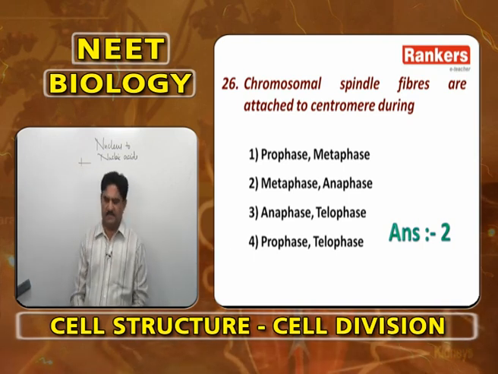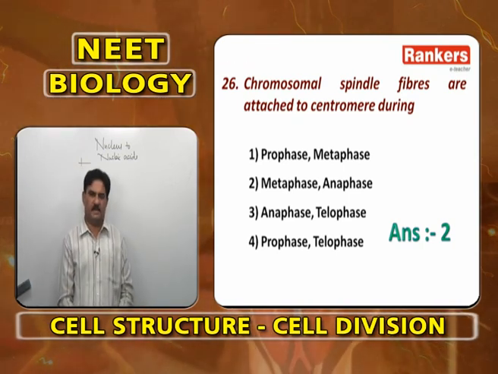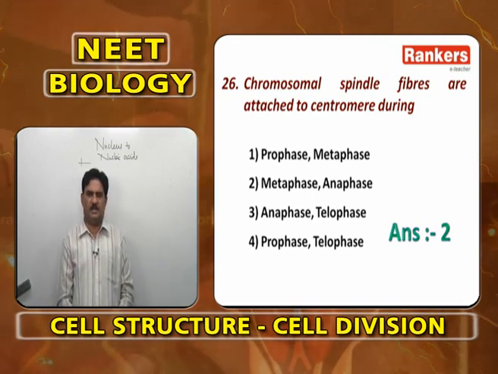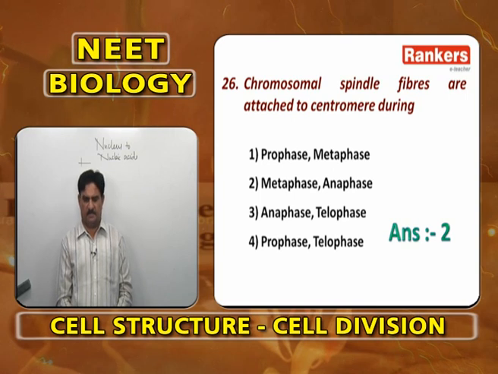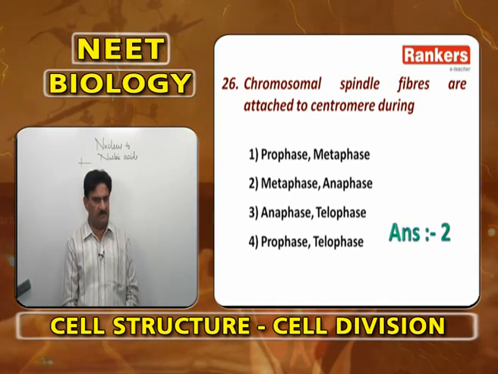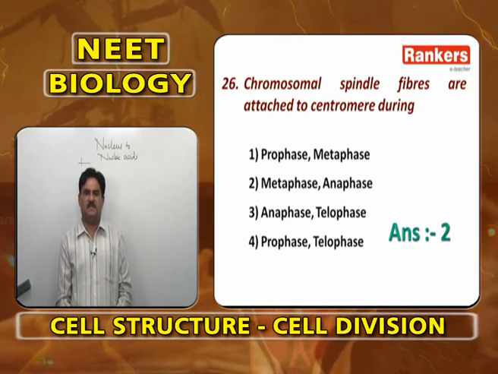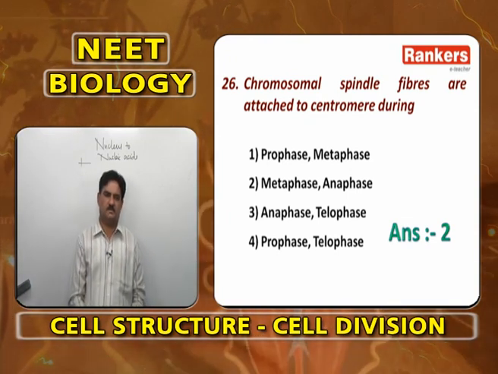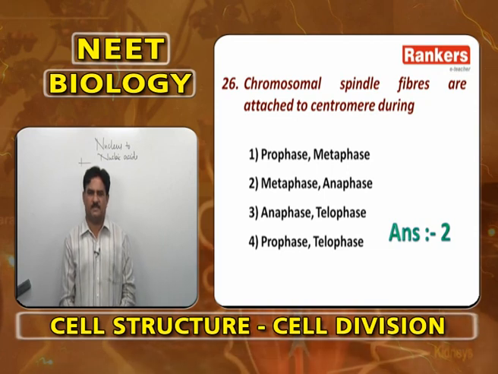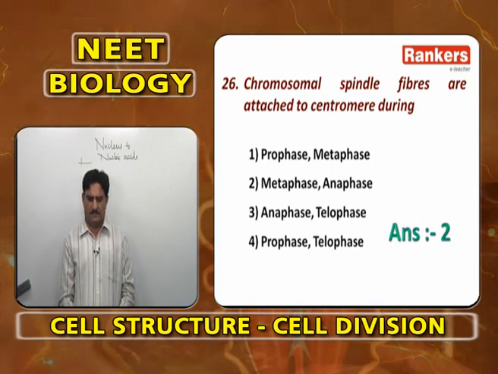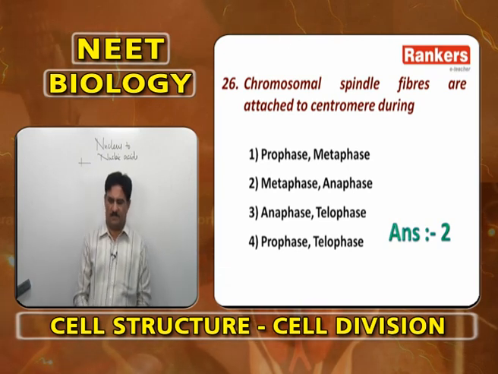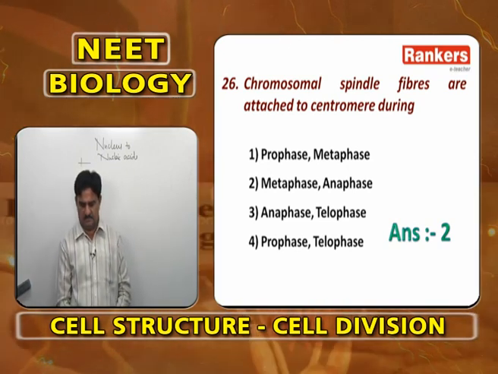Metaphase and anaphase. In metaphase, the importance is the special formation of spindle fibers and orientation of chromosomes at the center. So in metaphase, chromosomal spindle fibers are definitely formed. In anaphase, by the contraction of chromosomal spindle fibers only, the daughter chromosomes are formed and they are moved to their respective poles. So, metaphase and anaphase are the stages where chromosomal spindle fibers are attached to centromeres.